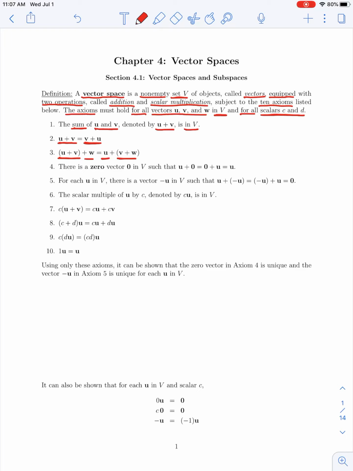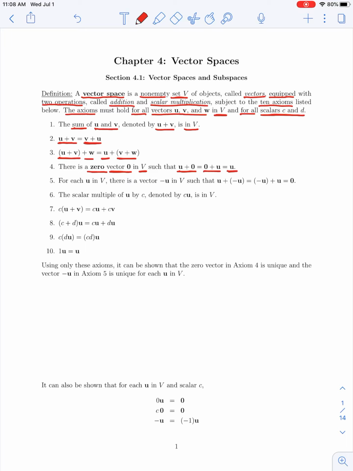Now, property 4 is the existence of a zero vector. So there exists a so-called zero vector, which is denoted as boldface 0 in our space V, such that if I take the sum of u with 0, it's the same as the sum of 0 with u, which leaves me with just u. So there exists some vector such that if I add it to any vector, I get back the original vector u.